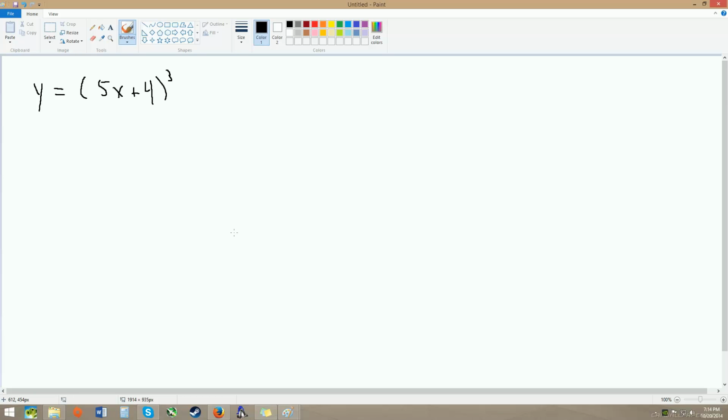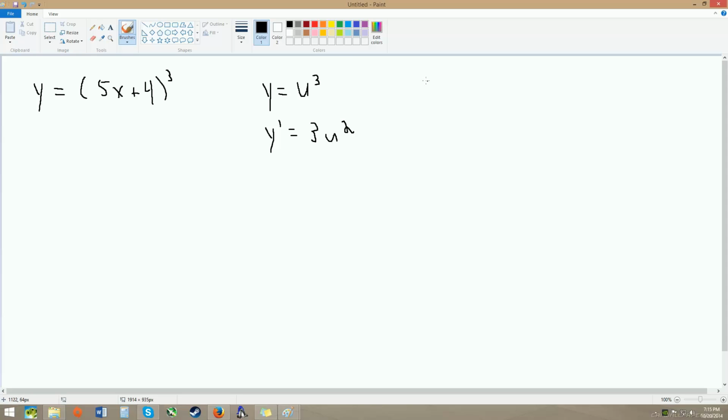Okay, so let's look at this problem. So there's two functions here. So y is equal to u cubed, right? Because whatever this quantity is, we're just cubing it. So y is equal to u cubed. So what's the derivative of y? Well, the derivative of u cubed is what? 3u squared. There you have it.